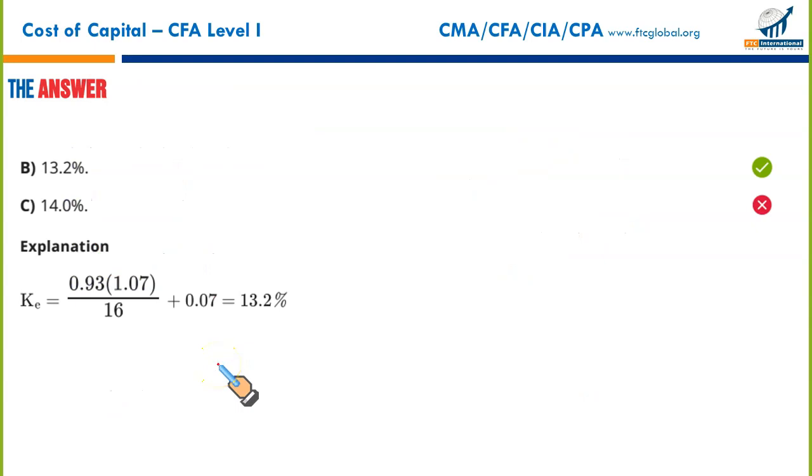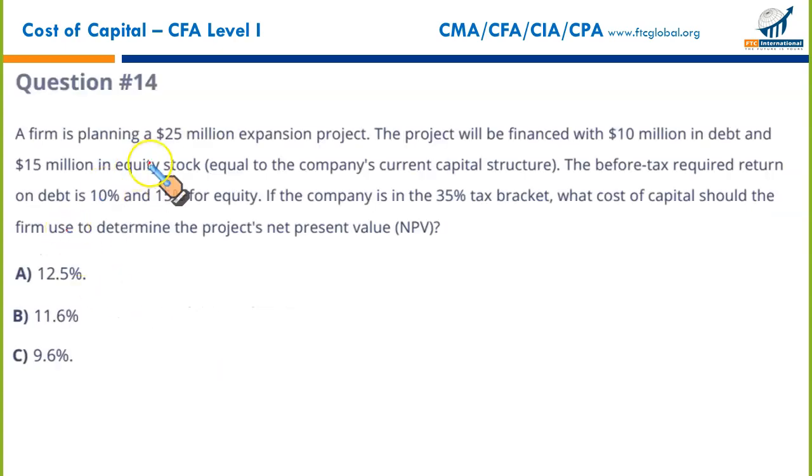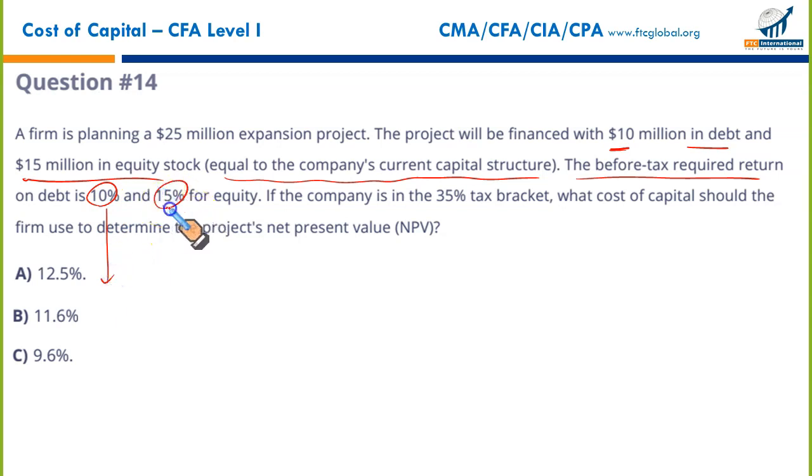Save time. Look at the data and extract what exactly is needed. A firm is planning a 25 million expansion project. The project will be financed with 10 million in debt and 15 million in equity. Okay, 10, 15, that's the proportion: 10 by 25, 15 by 25. Equal to the company's current capital structure. The before-tax required return on debt is 10% and on equity 15%. You have what you need.